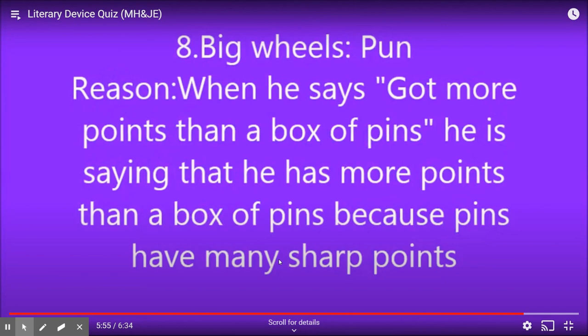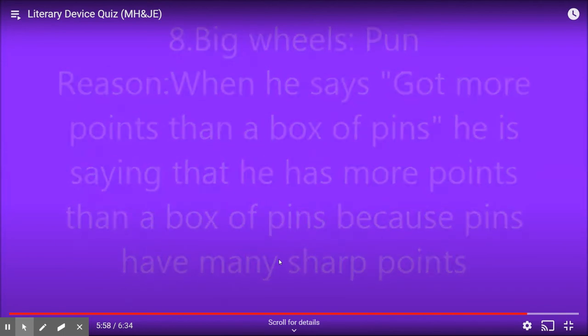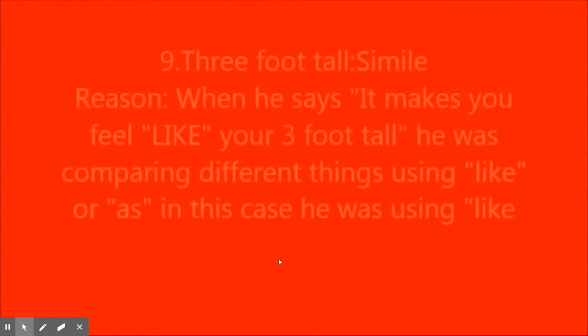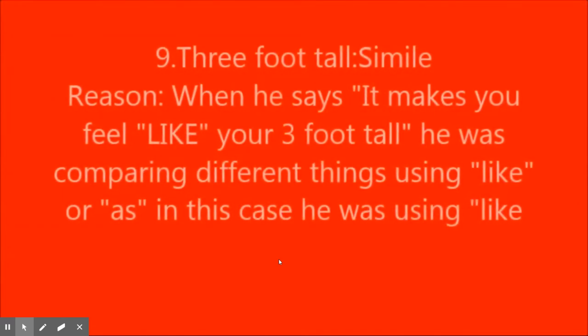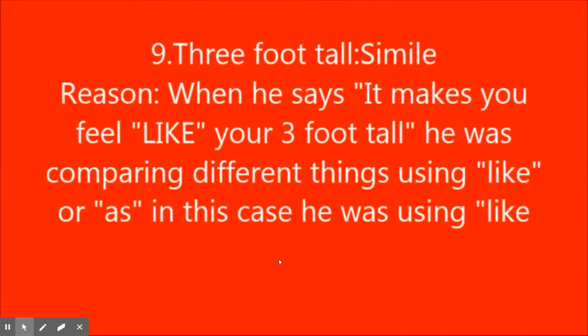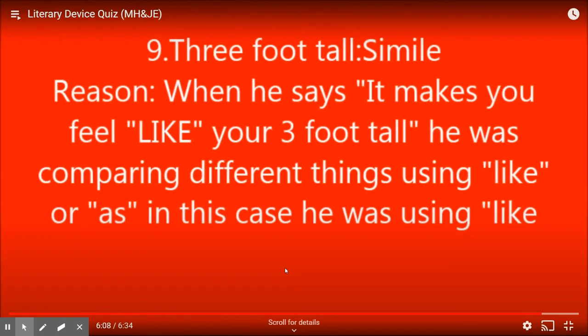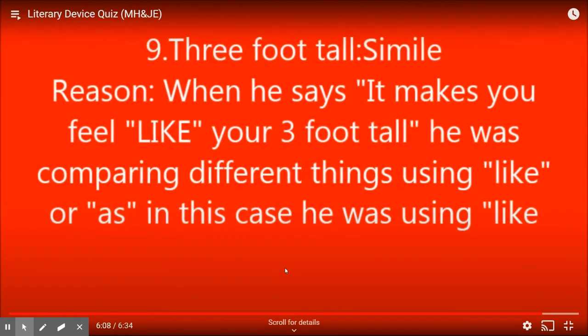Okay, so in Big Wheel's song, he's saying he's got more points than a box of pins. He's making a pun here because he's saying that he has more points than a box of pins because pins have many sharp points. Okay, so in the 3 Foot Tall song, he's using simile. When he says it makes you feel like you're 3 foot tall, he's comparing different things using like.